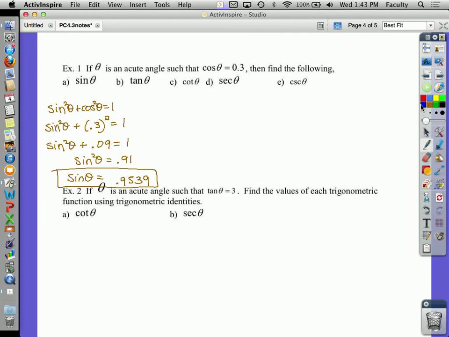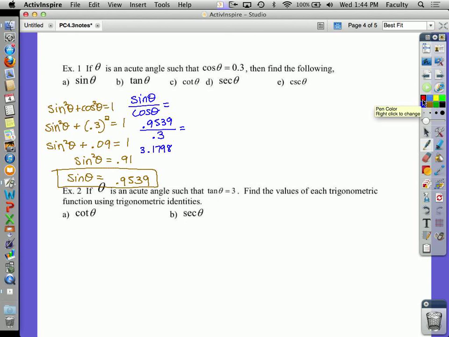So when I'm doing tangent, I know tangent is sine over cosine. Well, I have both of those. I have 0.9539 divided by 0.3. So if you don't have your calculators out, get them out and let's divide. And I'm getting 3.1798.